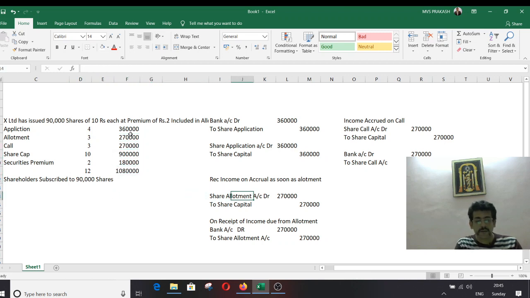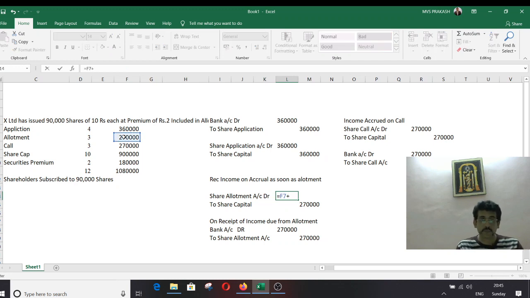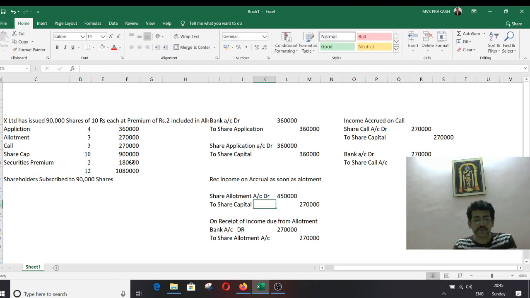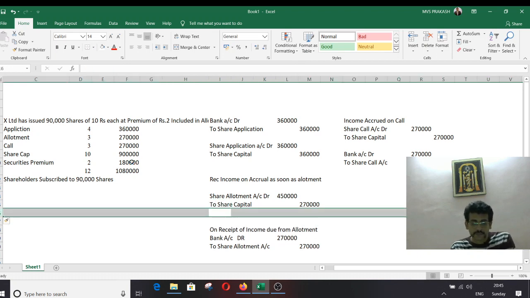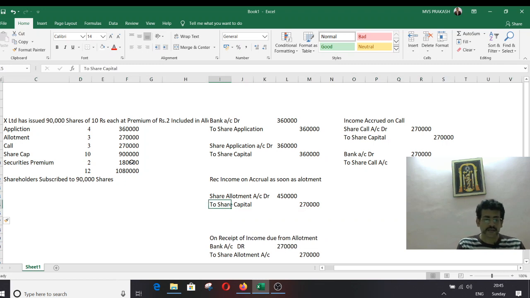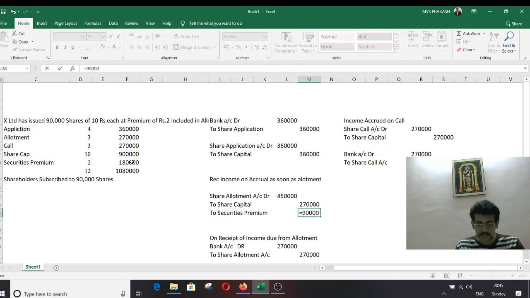Now what do I have to do? Application money, you are receiving 2 lakh 70,000, 3 rupees, plus you are also receiving the additional 2 rupees. So in total how much have you received? 4 lakh 50,000 is the money you had received, 90,000 into 5 rupees per share. Now, is the extra 2 rupees received my share capital? No. I will call this securities premium. What is the money you have in securities premium? 90,000 shares, each share 2 rupees. You are getting that as 1 lakh 80,000. So total put together you are getting 5 lakhs.